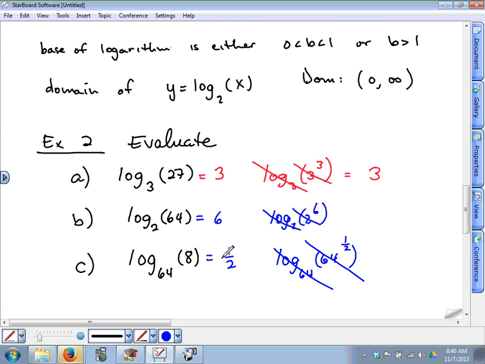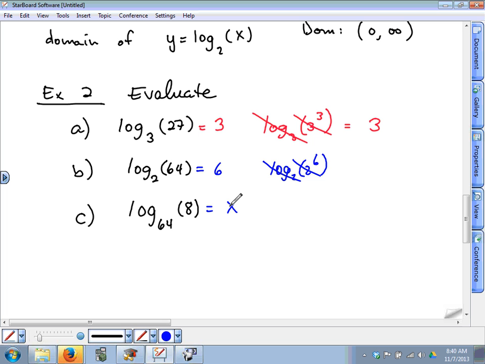Some students really do have a problem with this. So let me show you an alternative. You ready for this? If you don't know what something equals, can't you just let it equal x? Right? Now, rewrite this in exponential form. This is going to be 64 to the power of x is equal to 8. Correct? You with me so far?